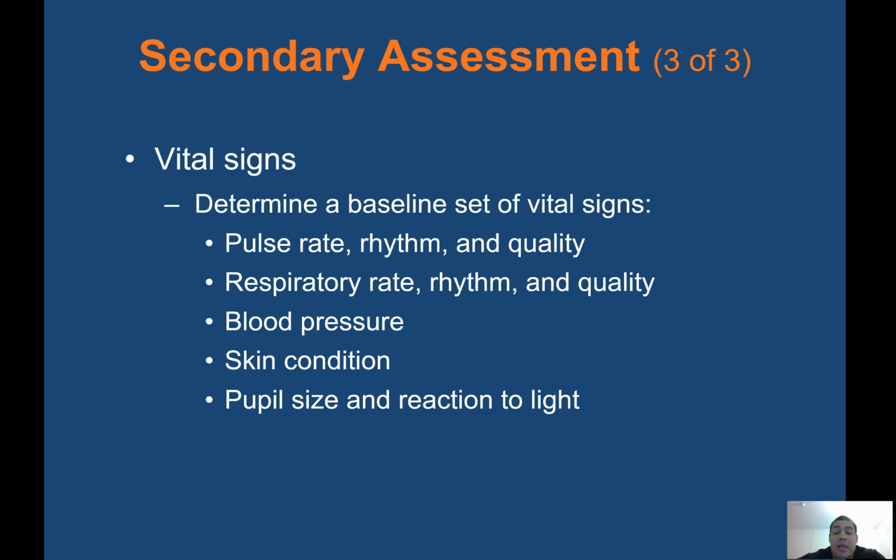Vital signs. Determine a baseline set of vital signs: pulse rate, rhythm and quality, respiratory rate, rhythm and quality, blood pressure, skin condition, pupil size, and reaction to light. So remember, on every patient, you're going to at least get a pulse rate, a respiratory rate, or blood pressure. You also want to get a skin condition if possible. You can tell just by looking at a patient.